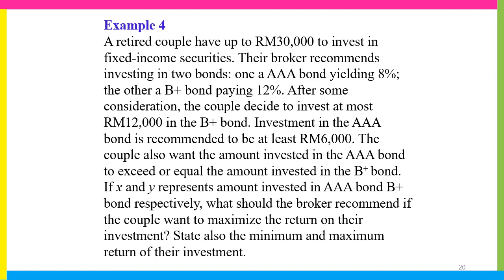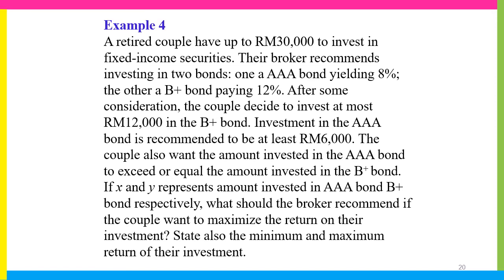The couple also want the amount invested in AAA bond to exceed or equal the amount invested in B plus bond. Okay, if X and Y represent the amount invested in AAA bond and B plus bond respectively, what should the broker recommend if the couple want to maximize the return of their investment? State also the minimum and maximum return of their investment.